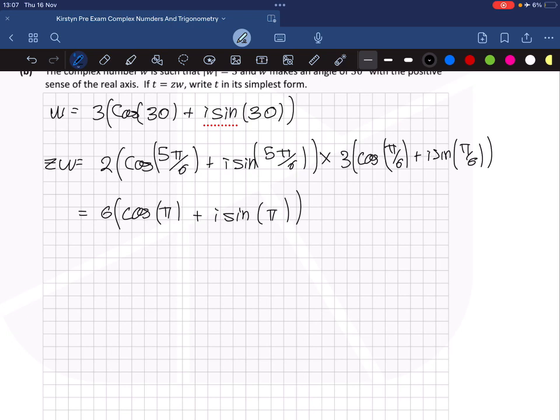Now we just figure this out. The cosine of pi is minus 1, and the sine of pi is 0. So here we're going to have 6 times minus 1 plus 0i, which is just equal to minus 6. And that's what your t value is going to be.